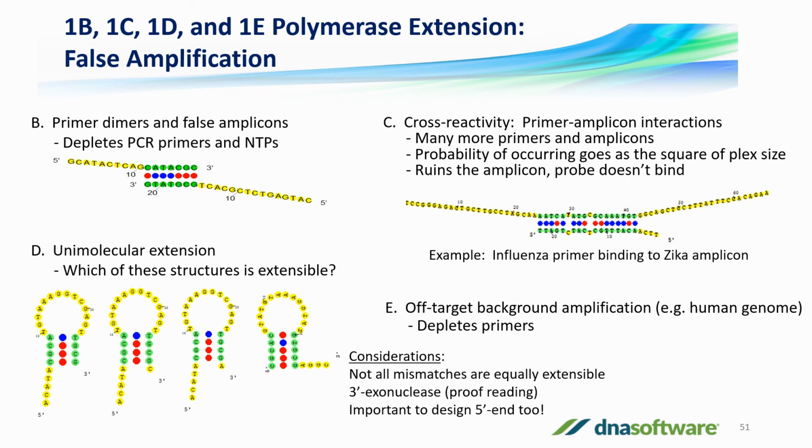So the issue here is that in a multiplex PCR, you have many primers and many amplicons, all in the same reaction. Say that you have an amplicon from the Zika virus shown on top here, and below here is a primer from the influenza virus, say you're doing a 2-plex that involves those two viruses. If the influenza primer binds to the Zika amplicon, that cross reaction will consume the influenza primer and create a shorter amplicon, thereby spoiling both reactions for both the influenza and Zika detection.